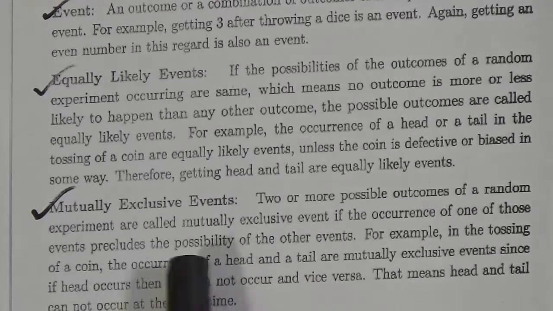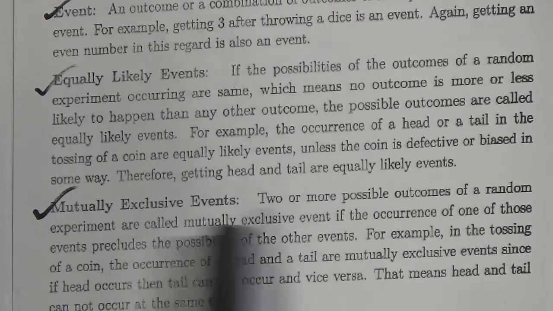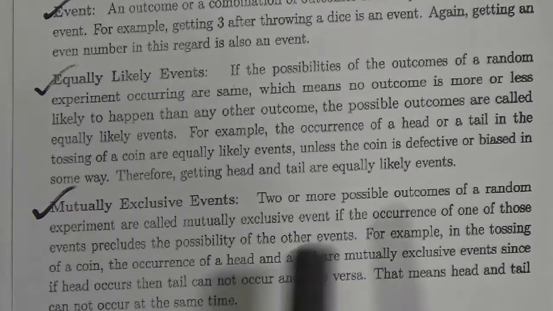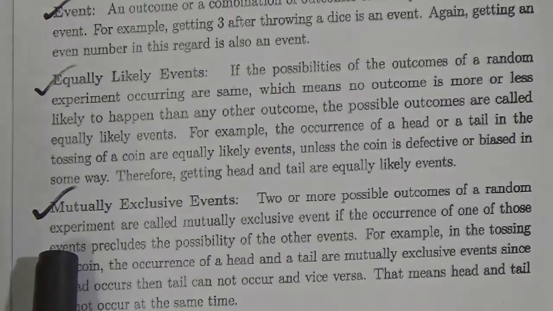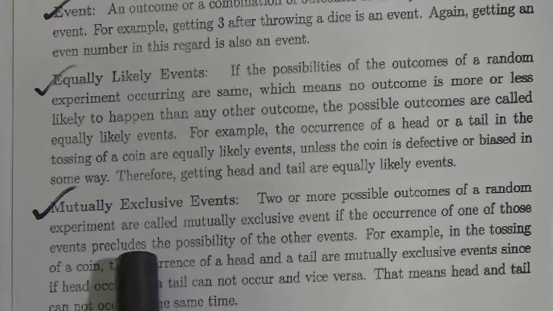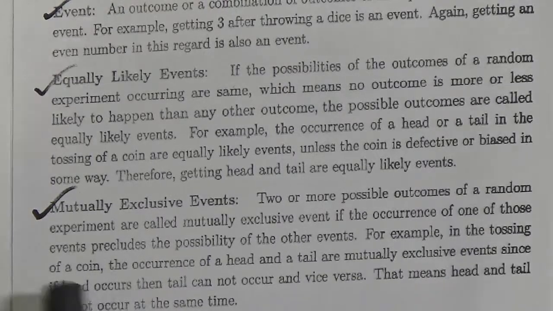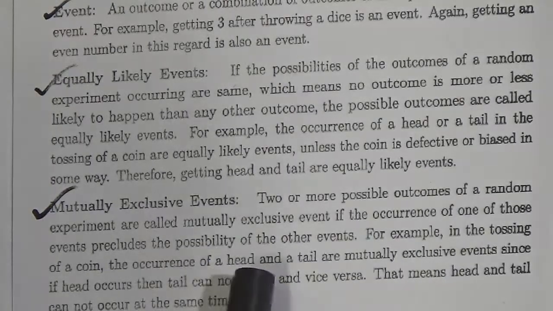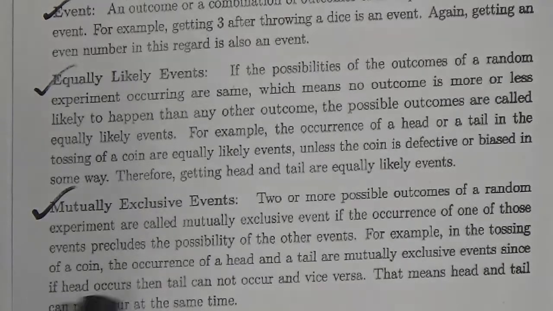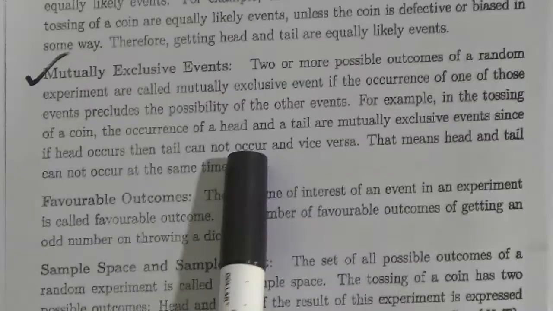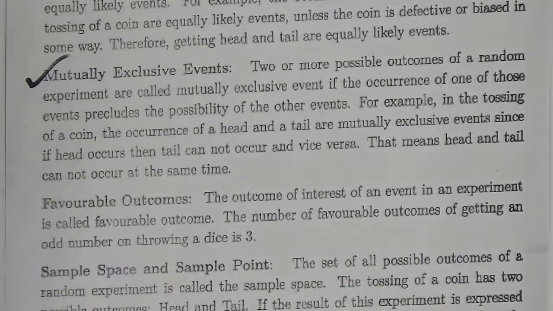Mutually exclusive events. Two or more possible outcomes of a random experiment are called mutually exclusive events if the occurrence of one of those events precludes the possibility of the other events. For example, in the tossing of a coin, the occurrence of a head and a tail are mutually exclusive events, since if head occurs, then tail cannot occur, and vice versa. That means head and tail cannot occur at the same time.